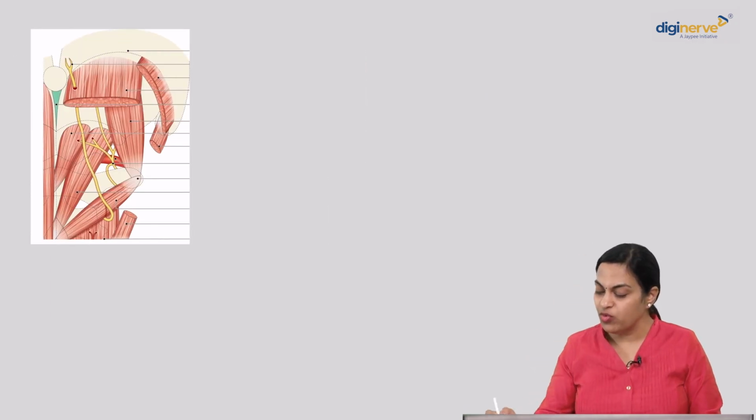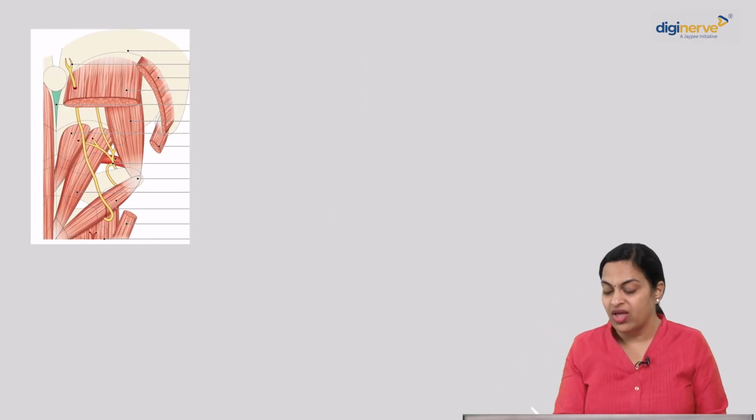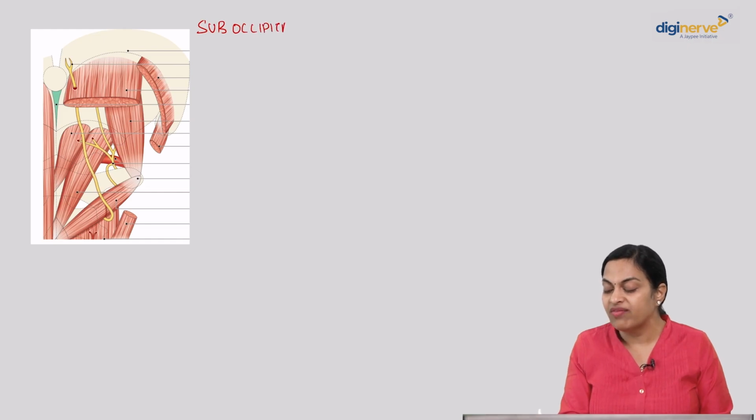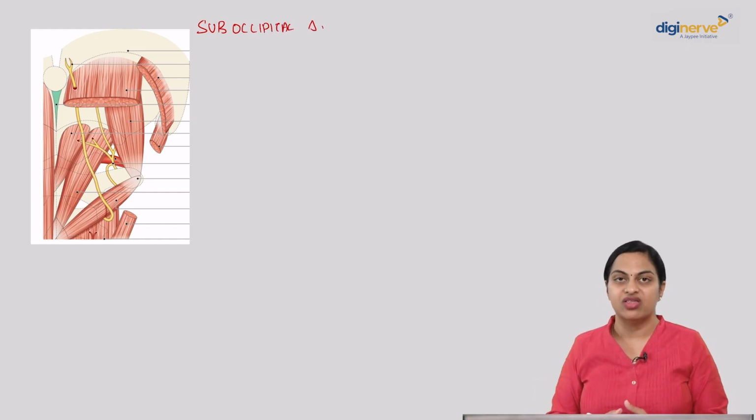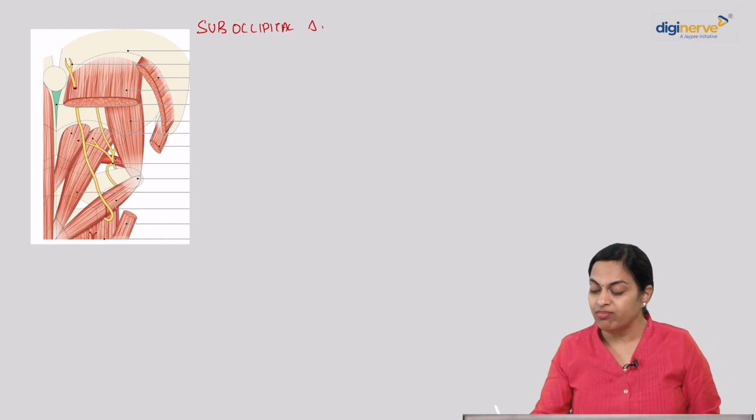Okay, so that was about the posterior triangle and accessory nerve. Now let's move on to suboccipital triangle. Of course, they have asked this over your previous examinations, a very important topic. What are the boundaries of this suboccipital triangle?